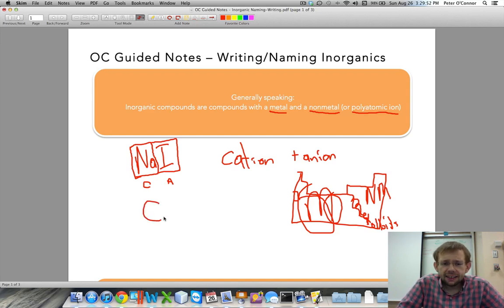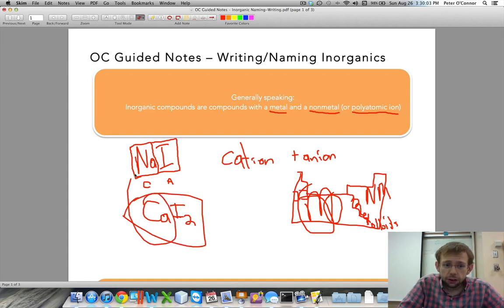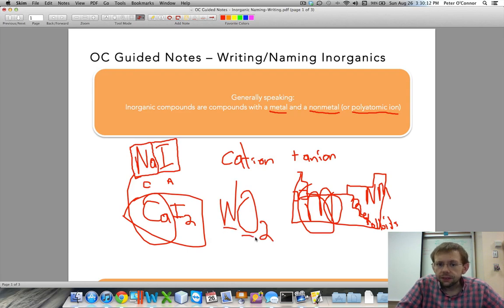What if I had CaI2? Well, again, calcium's over in the metal section. Well, it must be an inorganic compound because calcium's a metal. What if I had WO2, tungsten and oxygen? Well, that's oxide to be exact. But if I have tungsten, tungsten's a metal. Why? Because it's in the middle down on the bottom. It's in the metal section. Inorganic.